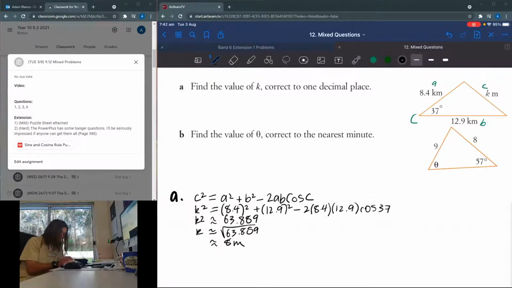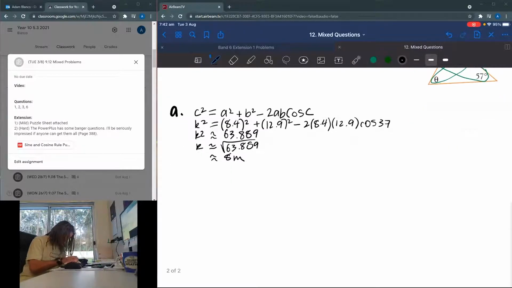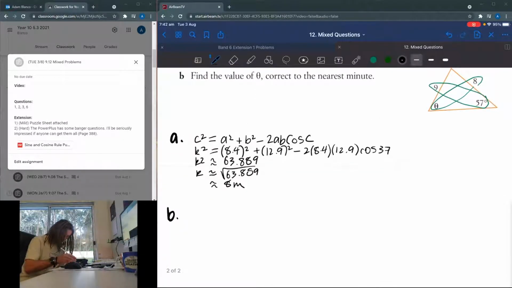If I try to use the sine rule here, then there we go. So again, I'm trying to find theta. Now I check for the sine rule, so I go, can I draw opposites? In this case, yes I can, so I'm going to use the sine rule. I'll call this one a, one b, it doesn't really matter. Well, I'm trying to find an angle, so I'll flip it. So sine A over a equals sine B over b.